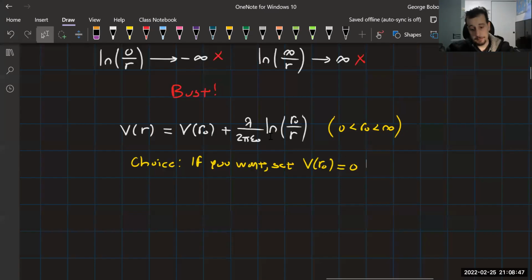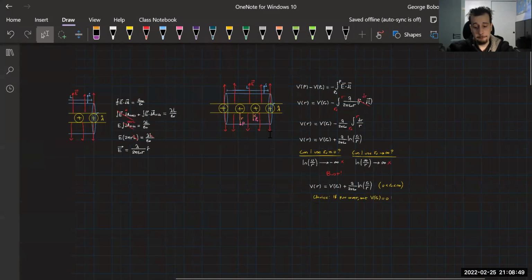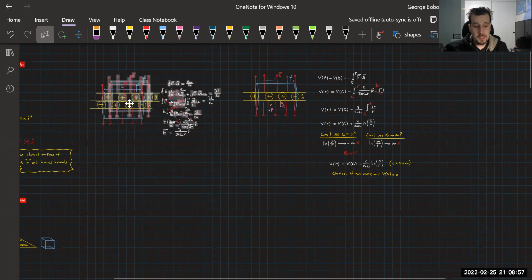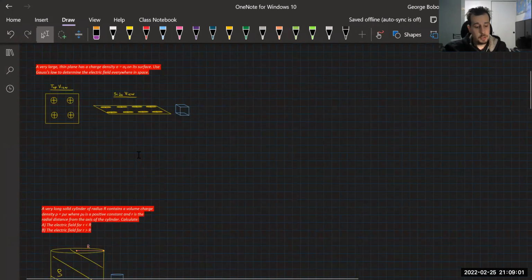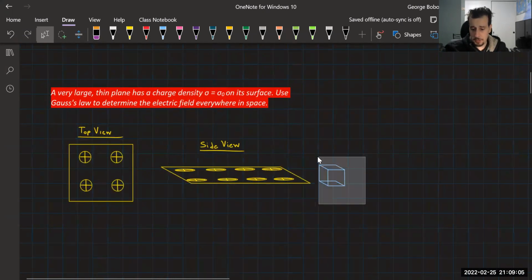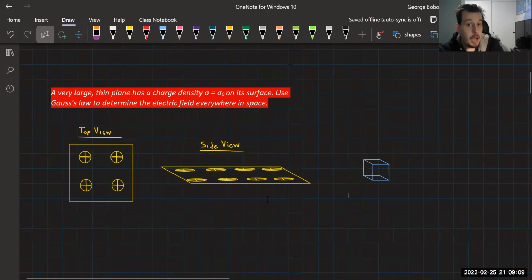Sad face. Okay? So I wanted to show you this because the potential is where it's at with these problems. I think you can do the Gauss's law part, but the potential is where it gets difficult. So let's keep moving and do another one here. You can tell what the Gaussian surface is going to be. But again, how did I determine that? How did I know that?